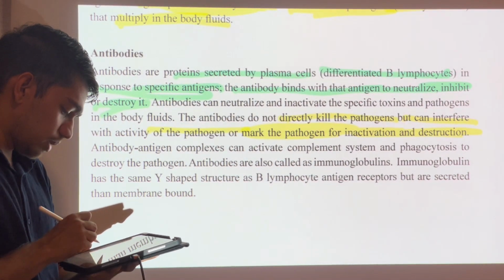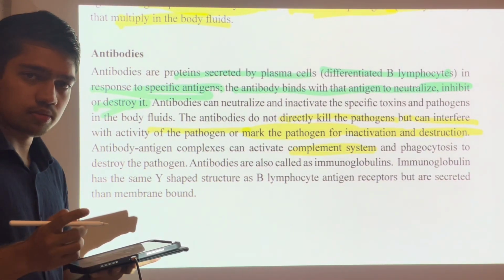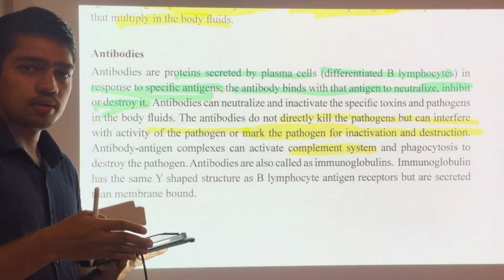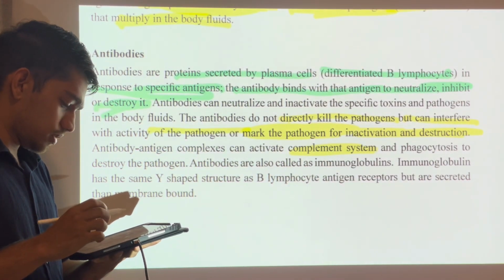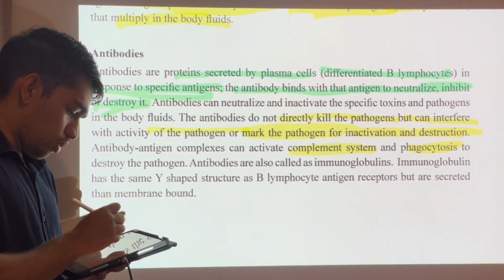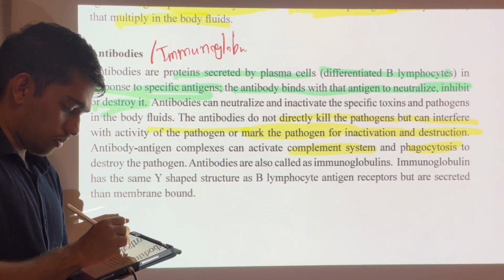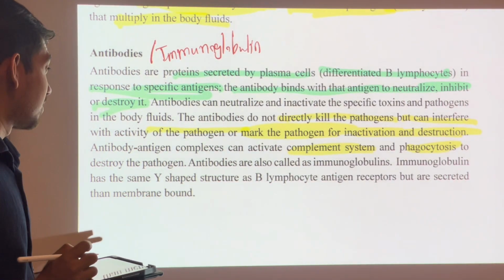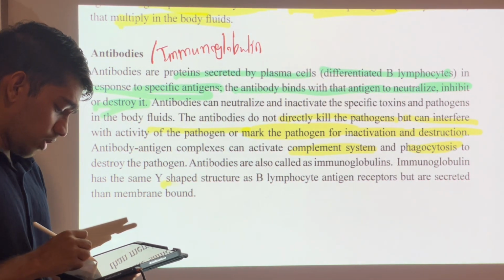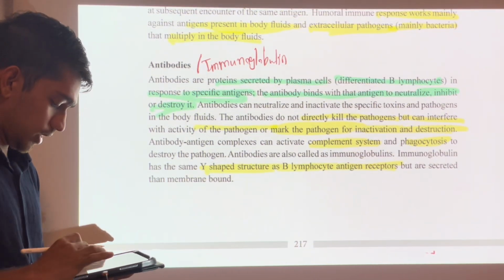In addition, antibody-antigen complexes can activate the complement system. Remember the complement system: if that cascade gets completed, it can lyse the pathogenic, invading cells. Also phagocytosis. The other name we have for antibodies is immunoglobulins. It's a type of protective protein. We learned this in the cellular basis topic as well. They have the same Y-shaped structure as B lymphocyte antigen receptors, but are rather secreted.